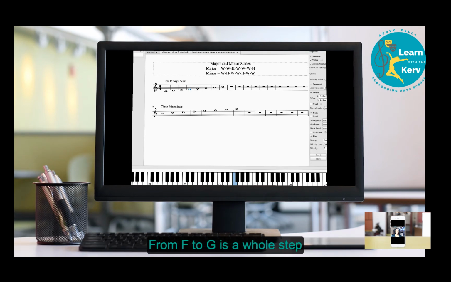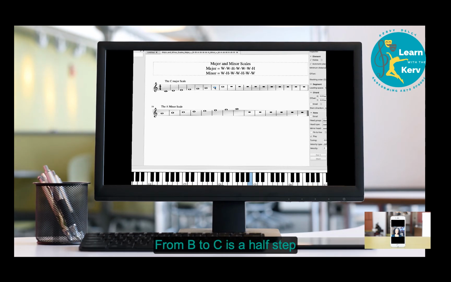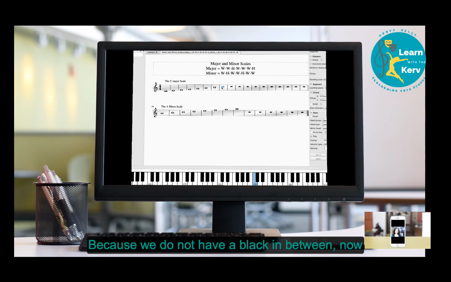From F to G is a whole step because we have a black note in between. From G to A is a whole step. We have a black note in between. From A to B is a whole step because we have a black note in between. From B to C is a half step because we do not have a black note in between.